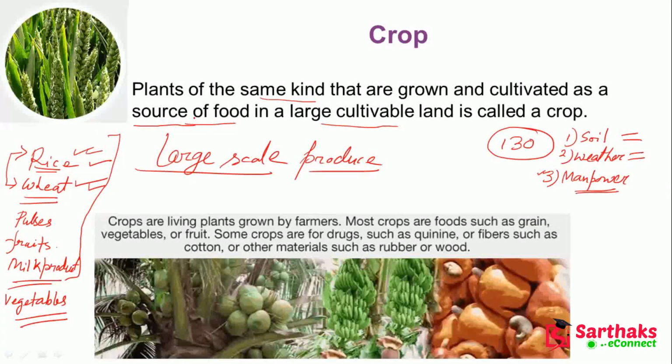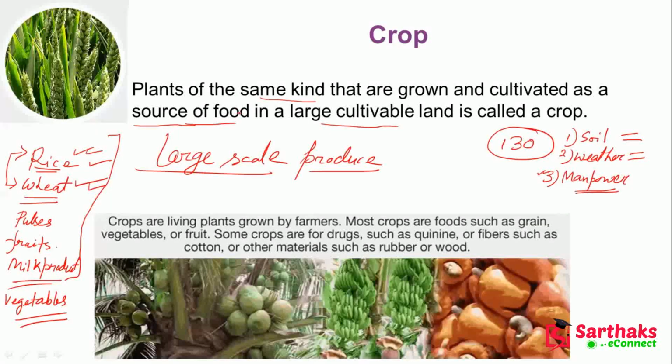Okay, so that means the crops are living plants grown by farmers, but the proper definition of the crop should consider 2 points. First, the same kind that we are growing, and cultivable land, that is cultivable land. So crops are living plants grown by farmers. Most crops are foods such as grain, vegetables, fruit. Some crops are drugs also.